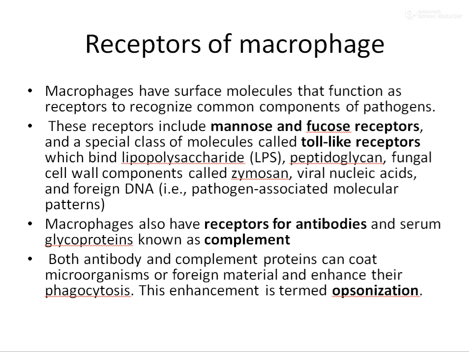They also have receptors for some antibodies and serum proteins called complements. When an antigen-antibody complex as well as a complement attaches, a process called opsonization, or increased phagocytosis, can be carried out. So macrophages play a role in the process of increased phagocytosis, which is termed opsonization.